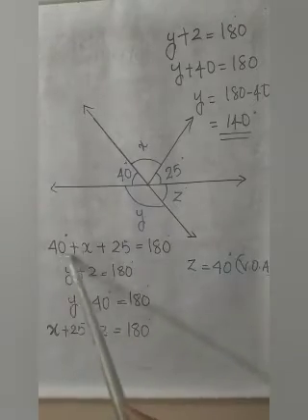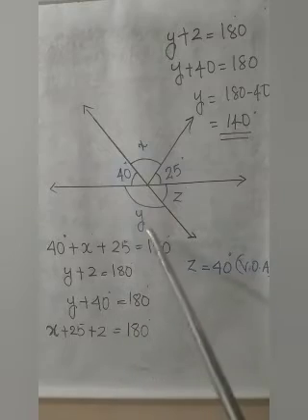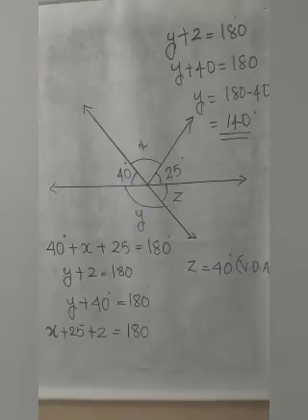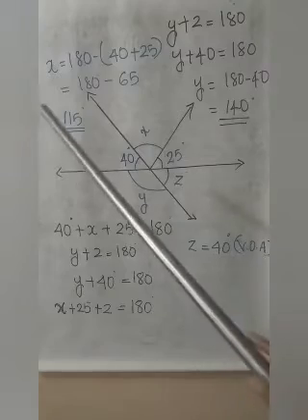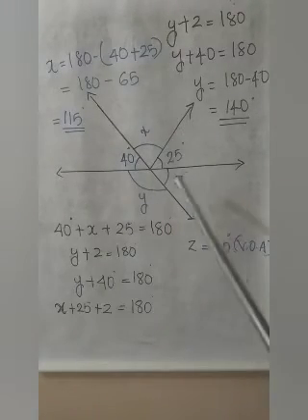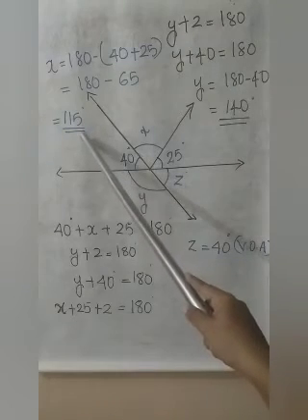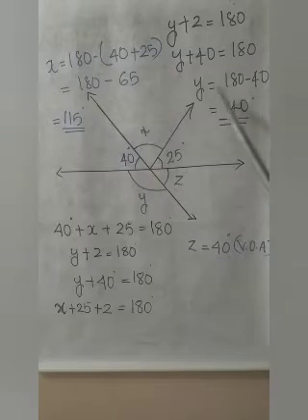X. X we can solve from this equation because we have 40 plus X plus 25 is equal to 180. From this equation we can solve for X. So for solving for X, we are getting X equal to 115. So here the question is find the value of X, Z and Y. We got X as 115, Z as 40 degrees and Y as 140 degrees. So which all facts did we apply here? Vertically opposite angles and linear pair.